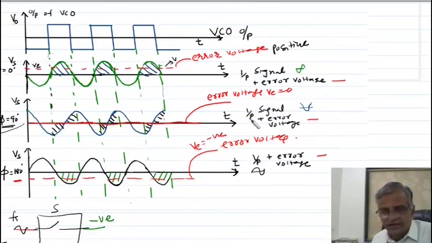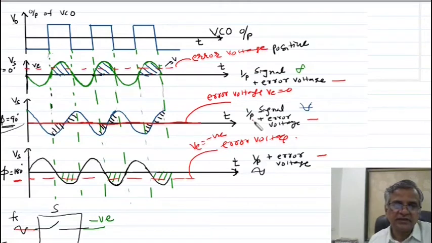This diagram shows that when the phase difference between the input signal and the signal coming from the VCO is 90 degrees, then the error voltage is 0, meaning the circuit is locked. This diagram shows that the error voltage is 0. Meaning when the phase difference between the incoming input signal Fs and the signal coming from the VCO, Fo, is 90 degrees, then the error voltage is 0 and the PLL is locked.